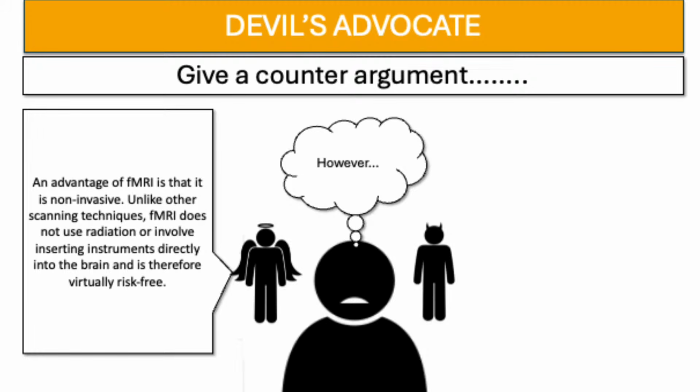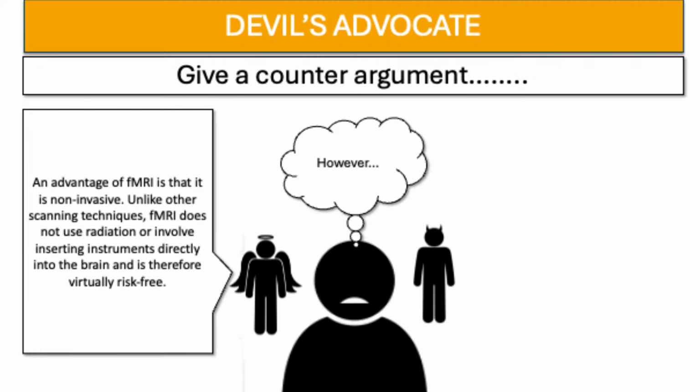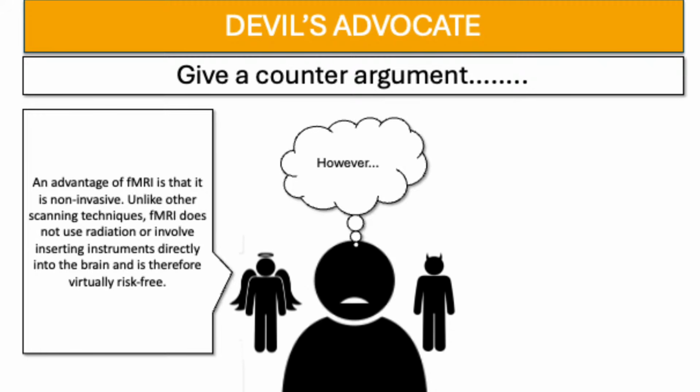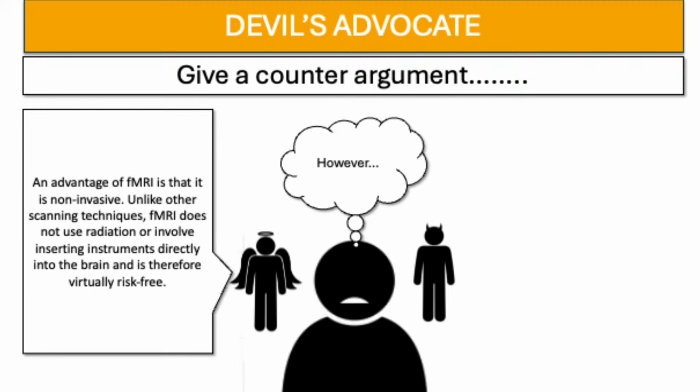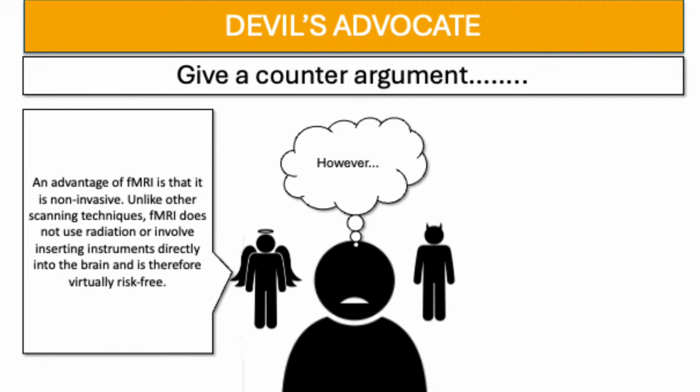Okay, so as we always say with evaluation, it's great to be able to thoroughly discuss a point and give a counter argument in your evaluation, which we'd like to say is higher order evaluation. So we've got this advantage here of fMRI, that it's non-invasive. Unlike other scanning techniques, fMRI does not use radiation or involve inserting instruments directly into the brain and is therefore virtually risk-free. Now, thinking about that fMRI point, how would you counter-argue that?